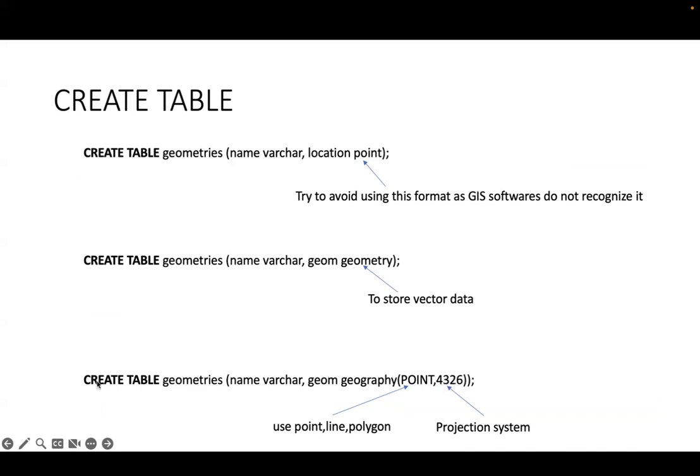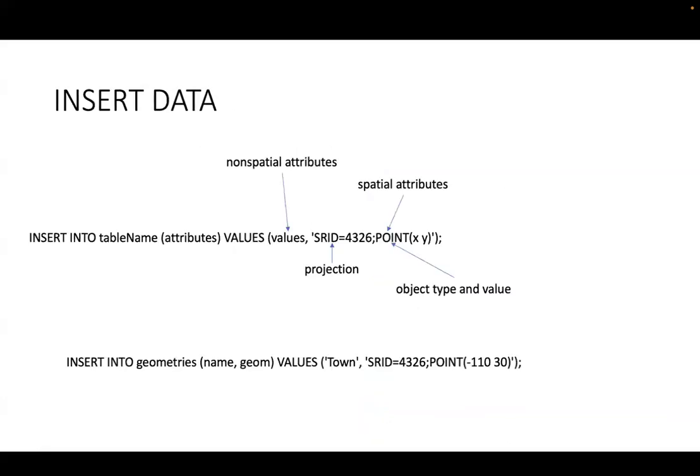So you are saying create table, table name, that is geometrics. For this table, we have two attributes. One is the name and another one is geometry, which is storing the geographic information of the points using the projection system called 4326. So this is how we create tables for storing spatial data.